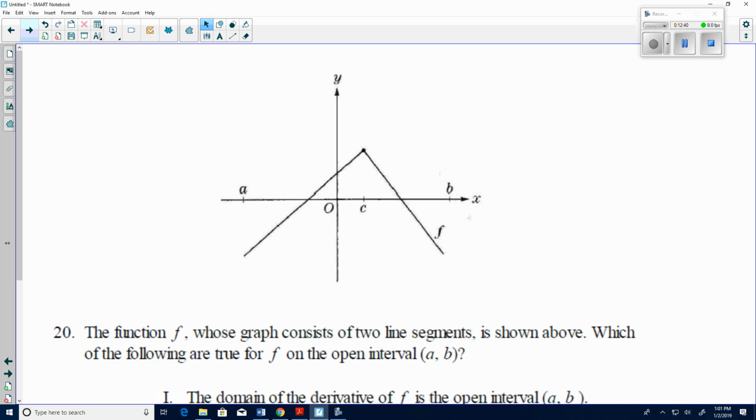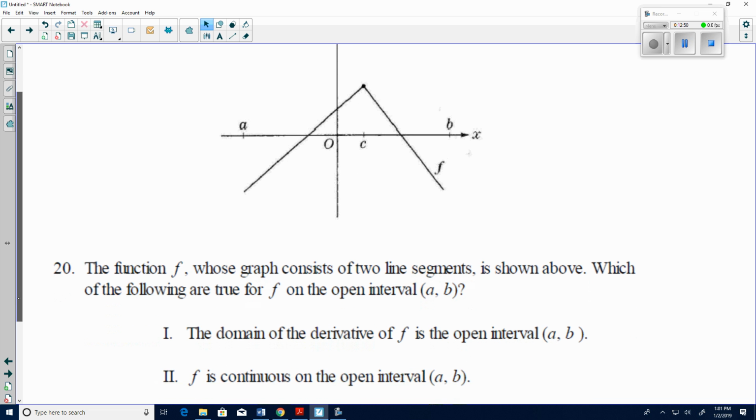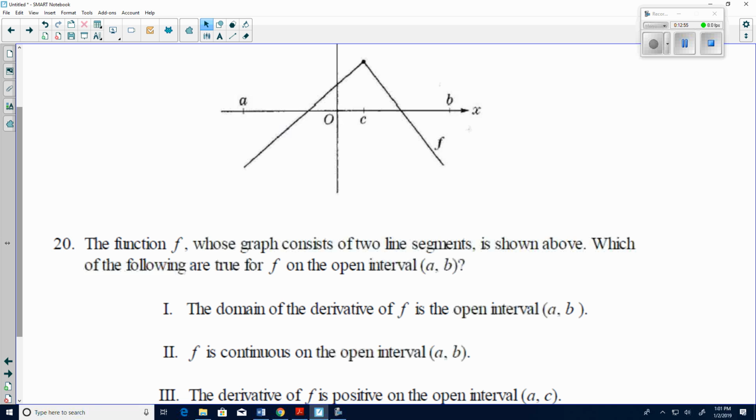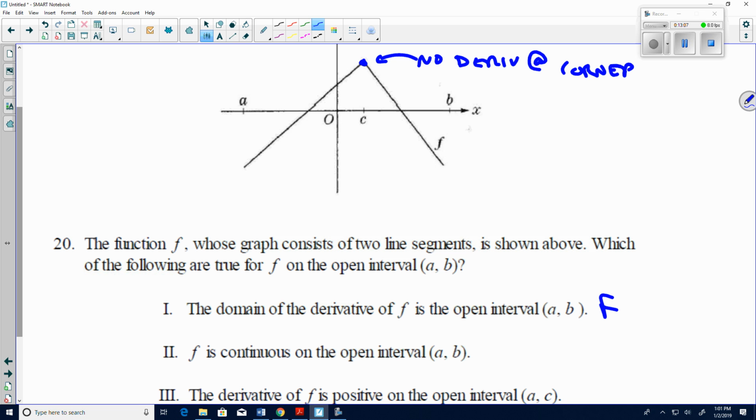The function f, whose graph consists of 2 line segments, is shown above. Which of the following is true for f on the open interval from A to B? The domain of the derivative is from A to B. Well, that's not true. That's false, because we know that you cannot find a derivative at a corner. You cannot talk about the slope of the tangent line there, so that's false.